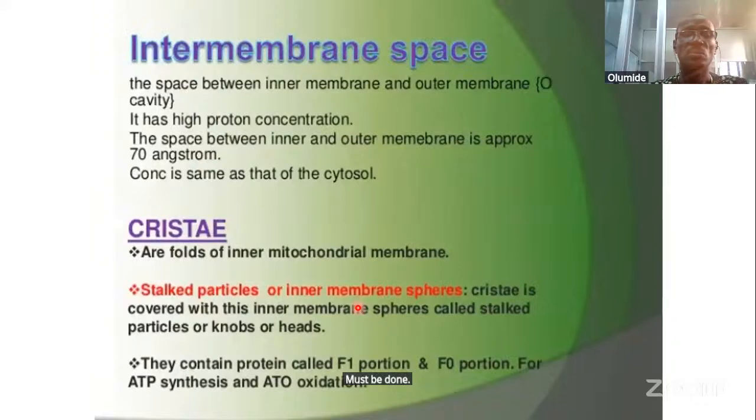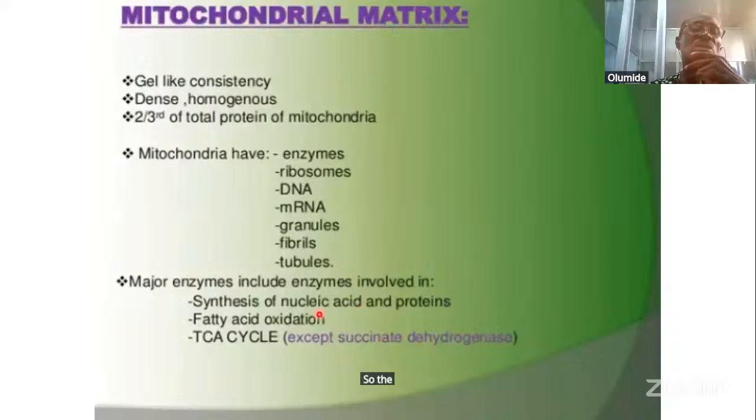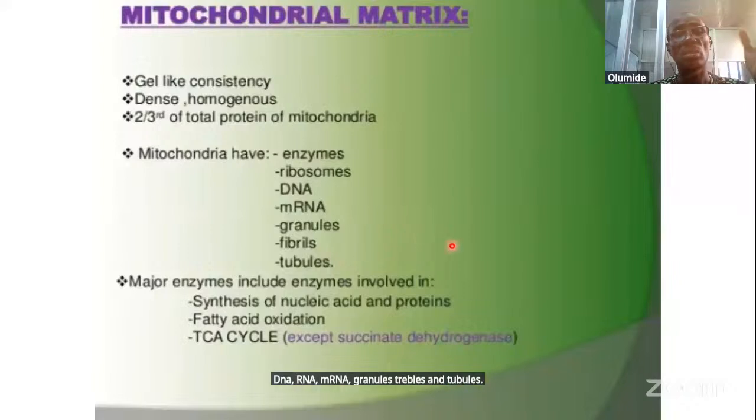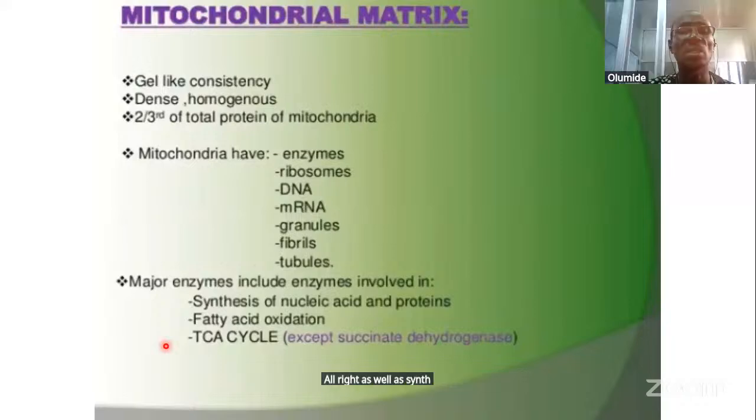Also, the matrix will have enzymes, ribosomes, DNA, RNA, mRNA, granules, fibrils, and tubules. Right? Meanwhile, the mitochondria is also involved with fatty acid oxidation, because mitochondria is the powerhouse of the cell. So the TCA cycle majorly takes place in the mitochondrial matrix, all right, as well as synthesis of nucleic acids and proteins.